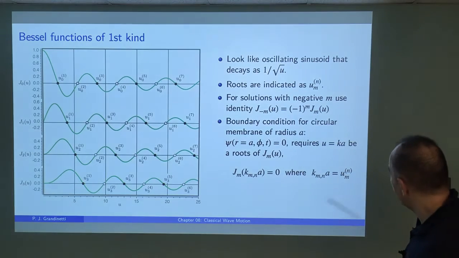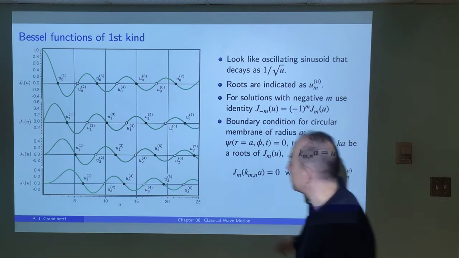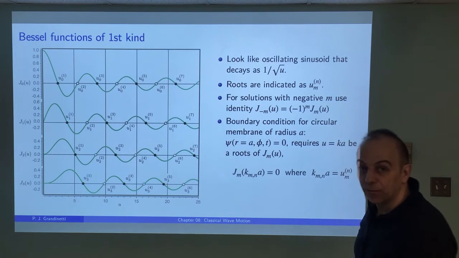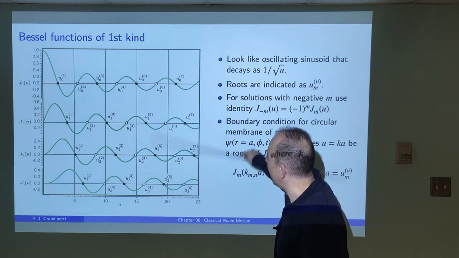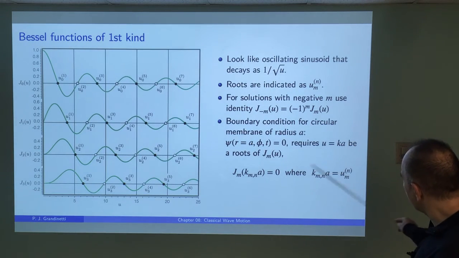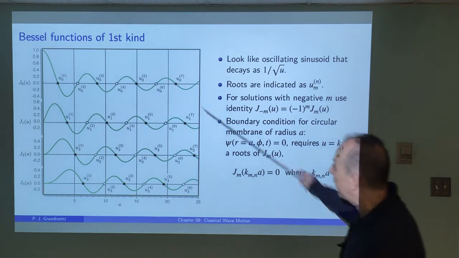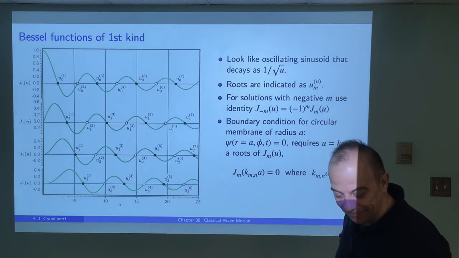And since those roots are indexed by m, depending on which Bessel function we're looking at, and n, depending on which root we're looking at in a given m, the k value can only adopt values associated with the particular value of m and the particular root of that value of m. So this is our constraint. k can only have values indexed by m and n, where this is the nth root of the mth Bessel function. It's hard to say.